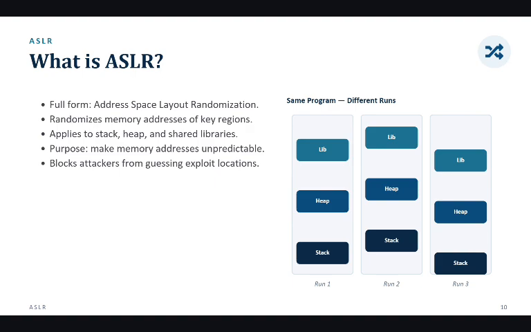As you can see in this diagram, the same program run three separate times places its stack, heap and library in completely different memory locations each time. That unpredictability is what blocks many memory-based exploits from working reliably.